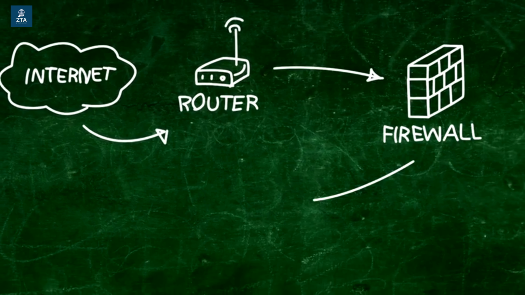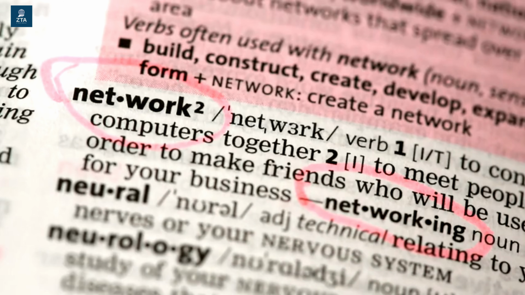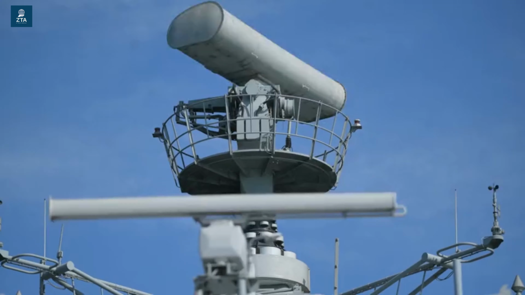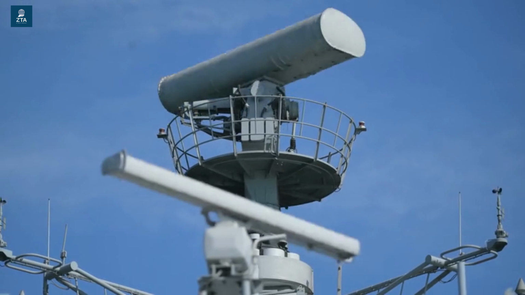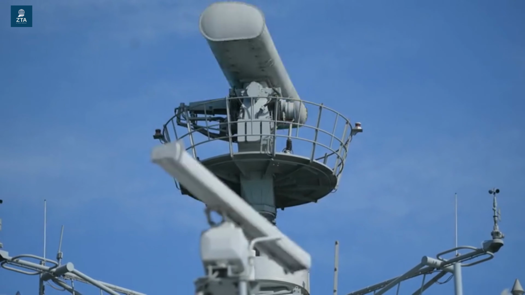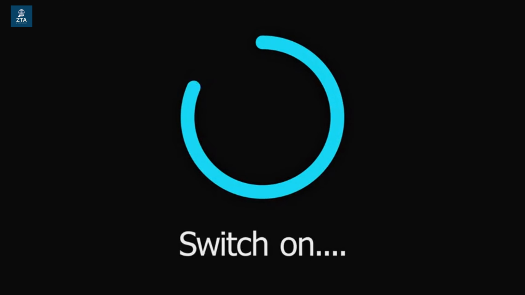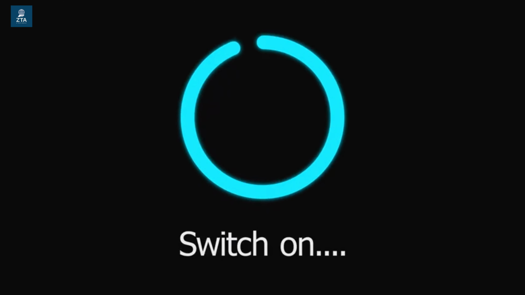From hubs to switches, the evolution of network devices. In the early days of networking, hubs were the norm. They were simple devices that broadcasted data to every port, leading to inefficiencies and security risks. Switches emerged as the intelligent successors, directing data only to the intended recipient.